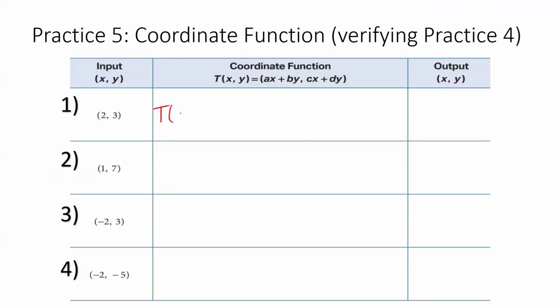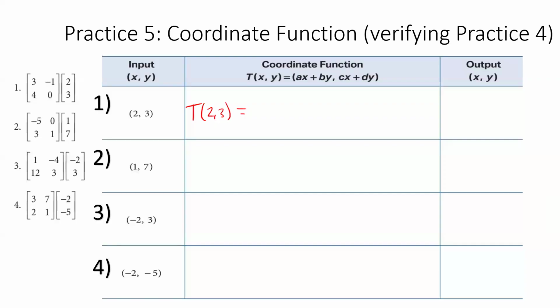So we have transformation of 2 comma 3 equals, and I need to let me hijack something real quick so I don't have to keep going back and forth. All right. So what we have here is the transformation of 2, 3. So 2, 3 transformed using this transformation rule. And now we're going to make it into a coordinate function rule to follow. So again, remember how we wrote the first row are your coefficients of your first coordinate, right? So we end up with 3x minus 1y, comma, and then the second row are the coefficients of your second coordinate, which gives us 4x plus 0y.